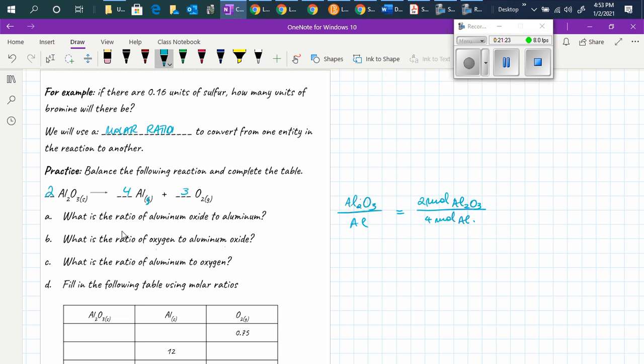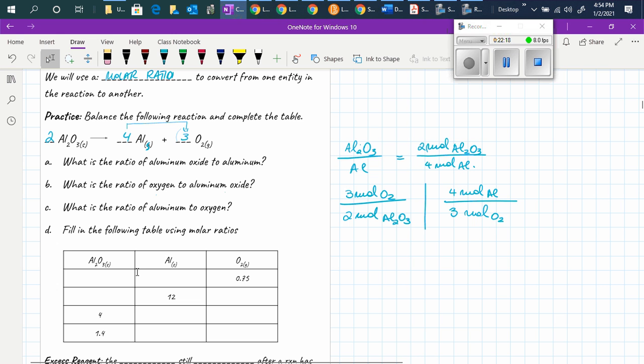What is the ratio of oxygen to aluminum oxide? 3 moles of oxygen and 2 moles of aluminum oxide. You can say 3 to 2 or write it as you see it here. And what is the ratio of aluminum to oxygen? 4 moles of aluminum, not 3, is 3 moles of oxygen. So you can say 4 to 3. Now let's fill this table out using the molar ratios.